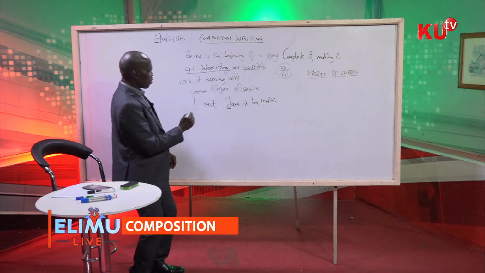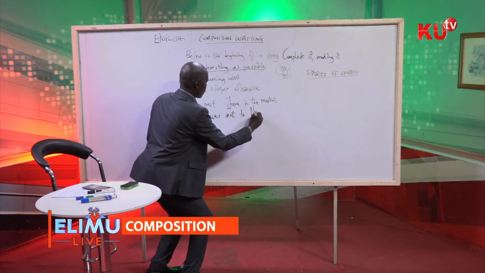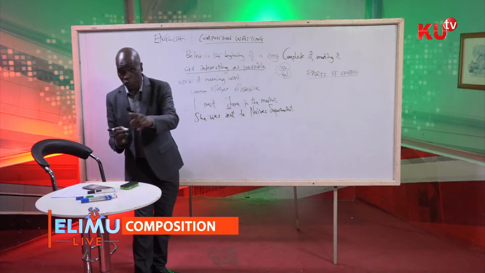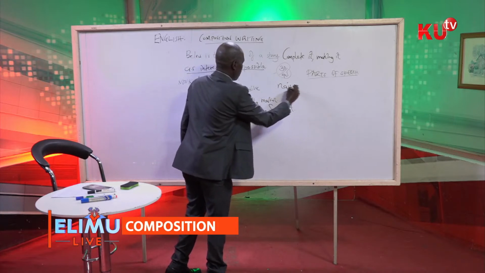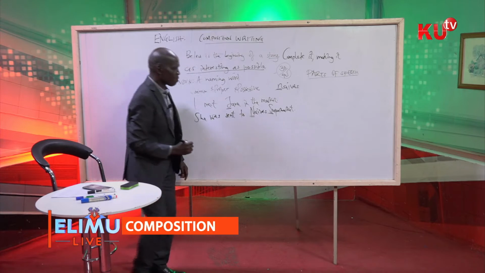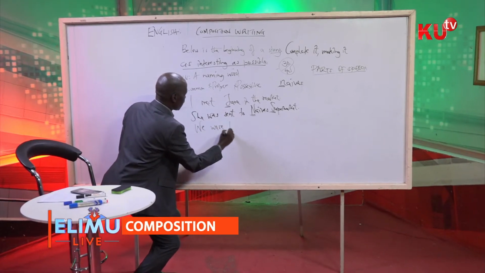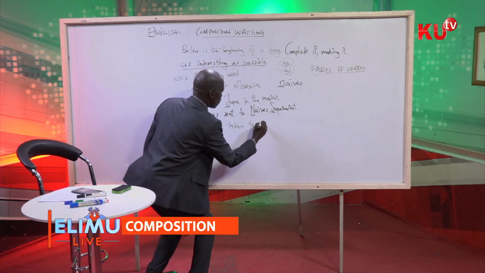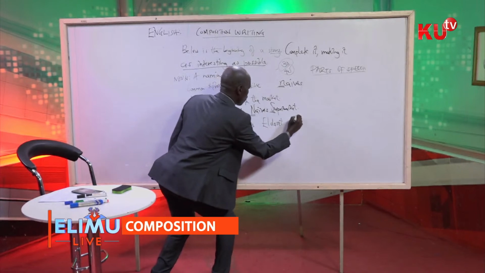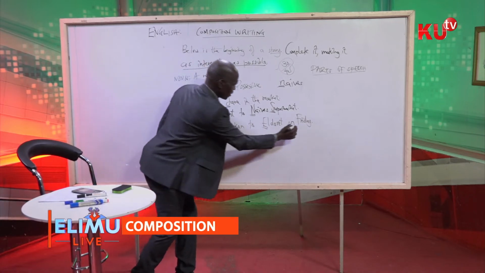If I were to name the market, for instance, she was sent to Naivas supermarket. Majority of you would simply write Naivas without caring about the capital N. So I want you to look at these very important things that I'm mentioning. We were taken to Eldoret on Friday morning. You can see Eldoret and you can see Friday.